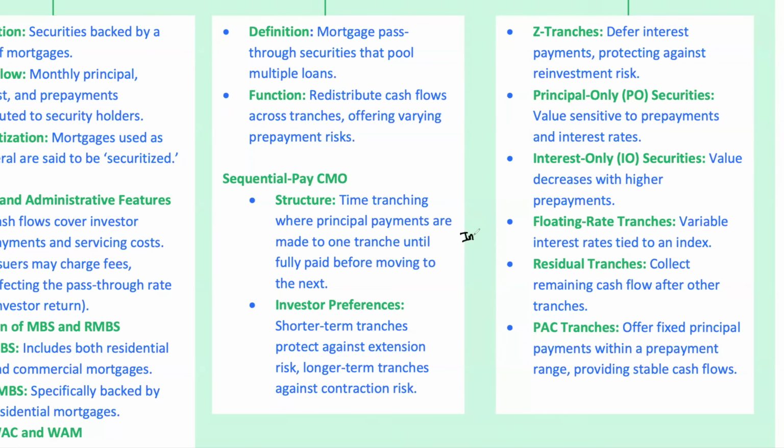Then there's a quirky twist called inverse floaters. These are like the rebels of the CMO world. Their interest payments move in the opposite direction of market rates. Inverse floaters are a favorite tool for hedging interest rate risk in portfolios, especially when you're trying to get clever with your risk management.